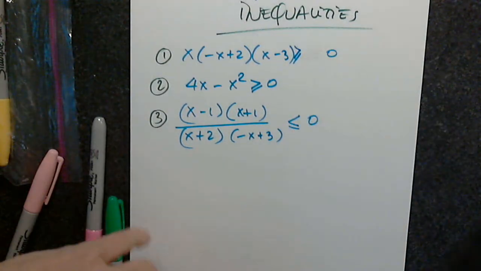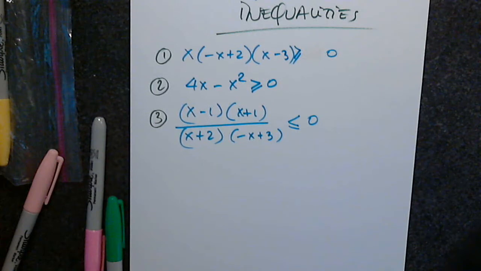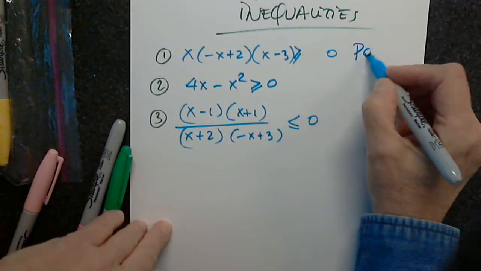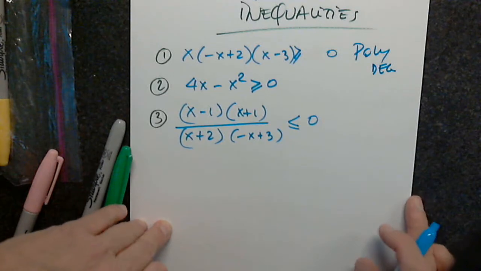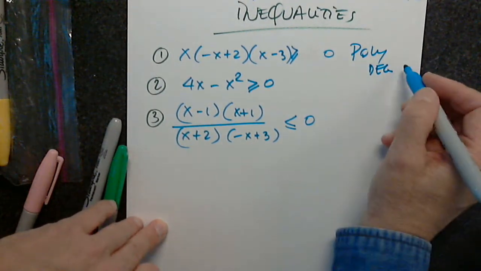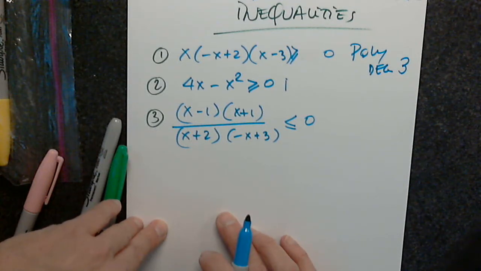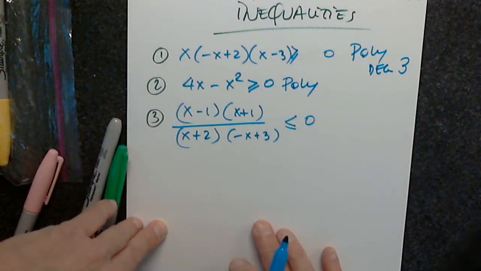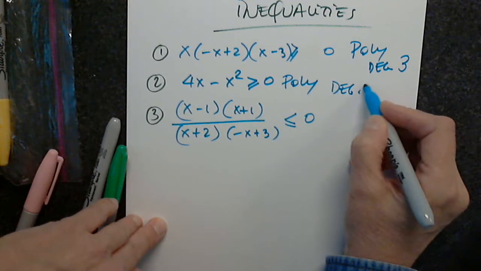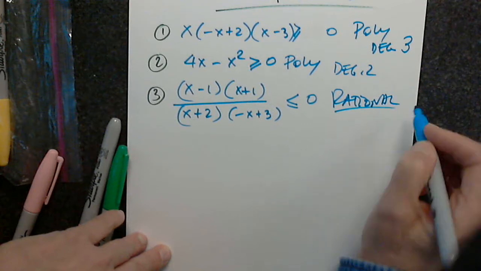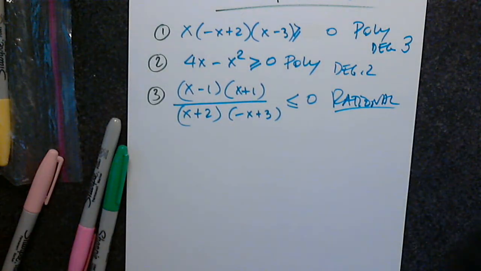Good. So let's identify the first one. What type of inequality is it? Very good. Polynomial. Degree? Very good. Degree 3. The next one? Very good. Polynomial. Degree? Very good. And the last one? Of course. Very good. So let's start with the first one.